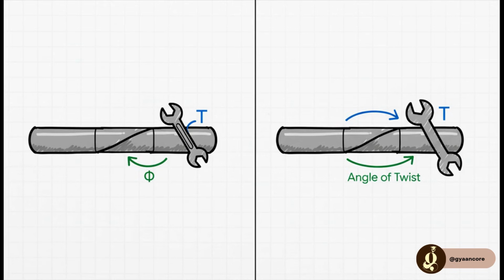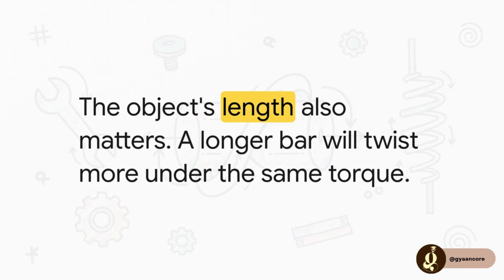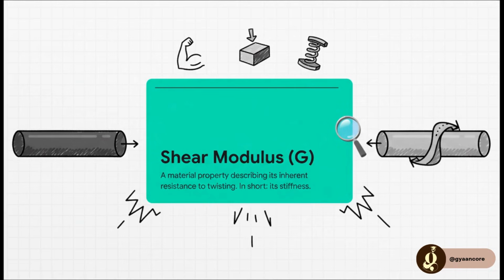So, what makes something twist more or less? Well, it boils down to four things, and the first one is pretty obvious. The more torque, or T, you apply, the more twist you're going to get. Makes sense, right? The second thing is the object's length, L. You know this intuitively. It's way easier to wring out a long towel than a short, stubby one. Same idea here. A longer bar will twist more easily. Third is something called the shear modulus, or G. This has nothing to do with size or shape. It's all about the material itself. You can think of it as the material's inherent stiffness, its stubbornness against being twisted. Steel has a much higher G than, say, aluminum.